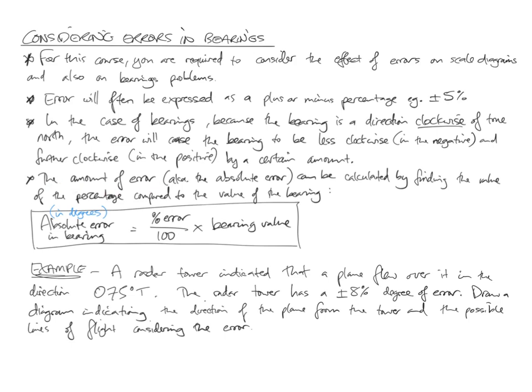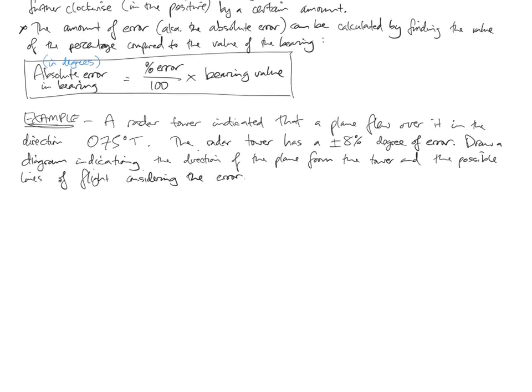Now that certain amount, the amount of error, otherwise known as the absolute error, can be calculated by finding the value of the percentage compared to the value of the bearing. So the absolute error in the bearing, which is going to be given in degrees, is going to be the percentage error, in this case 5 over 100, and then find the answer to that and times it by the bearing that you're given, the bearing that it's supposed to be. That'll tell you how much out by an actual number of degrees the bearing will be. It'll be less clockwise for the negative part of the error and more clockwise for the positive part of the error. So let's run an example here.